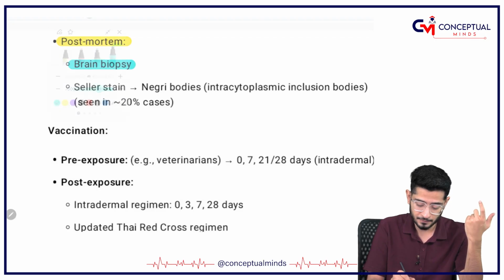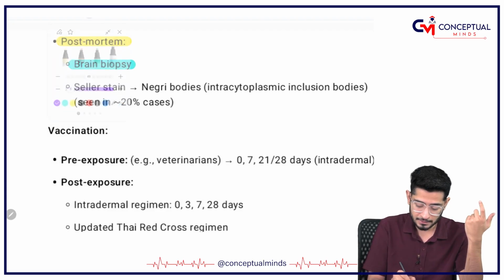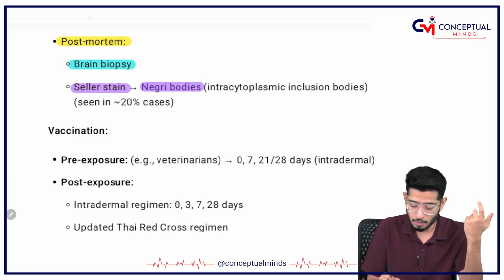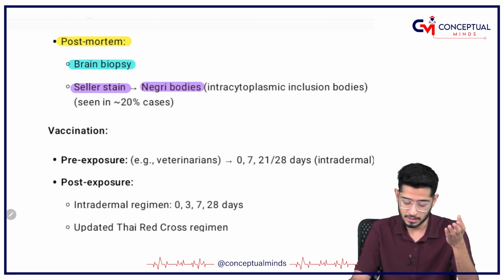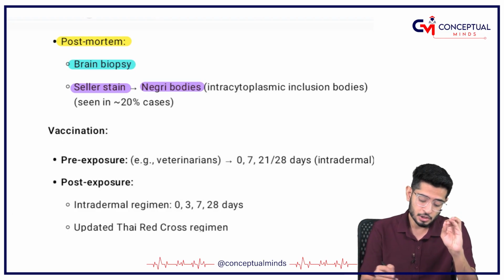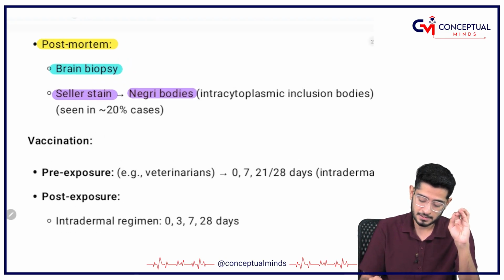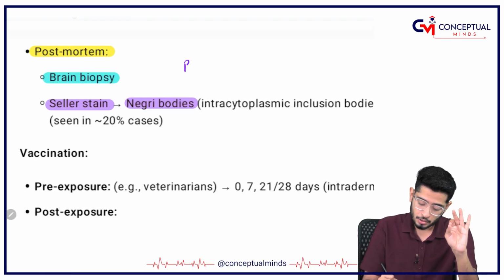Now this is something that's very, very important. Please take a stain, and the stain is called the cellular stain. Cellular stain is going to show you Negri bodies, which are the intracytoplasmic inclusion bodies. I have discussed this in good detail in general virology. Please go and check it.